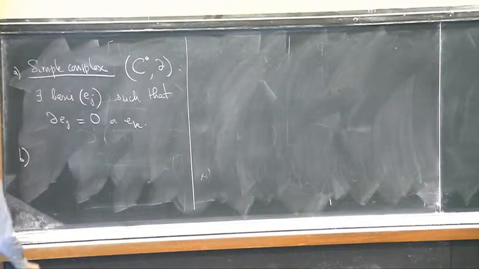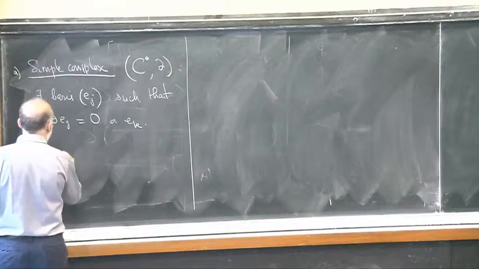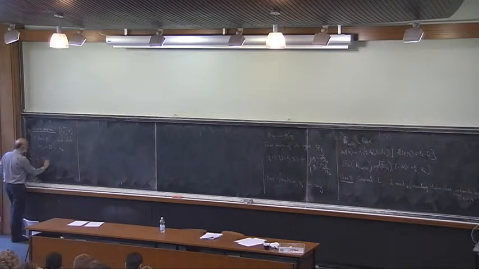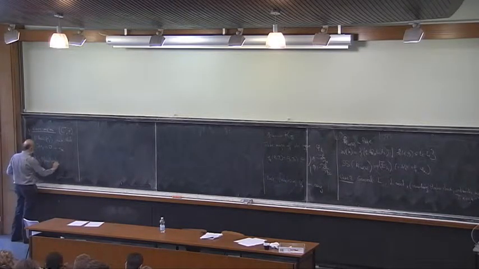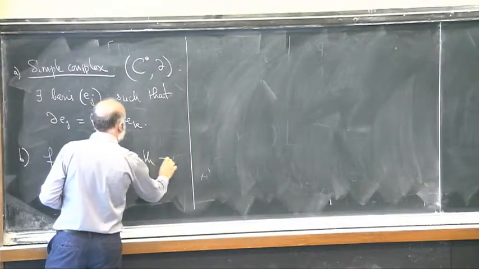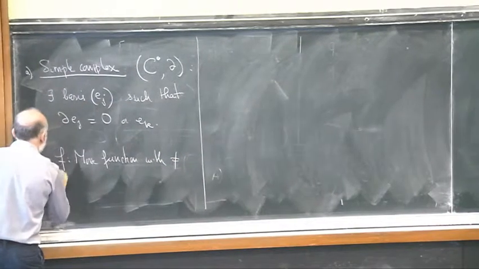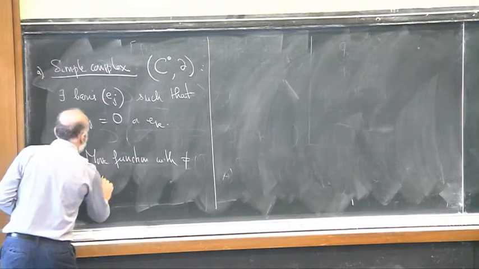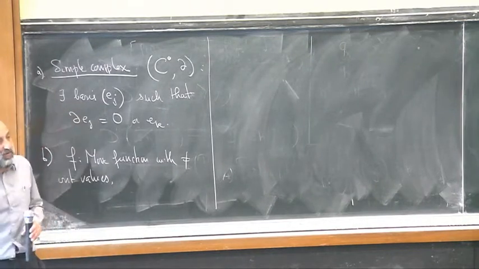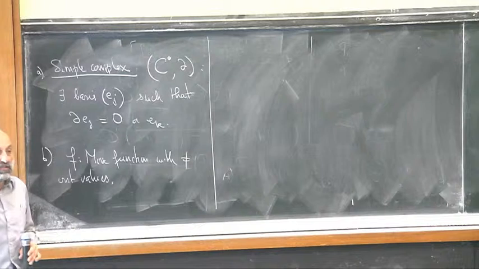The second idea is that now assume you have a function f, which is a Morse function with distinct critical values. And because I have distinct critical values, I will be able to identify critical points and critical values.